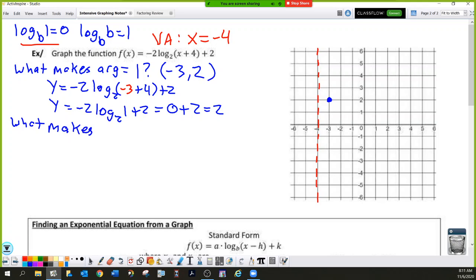What makes the argument equal base? Well, our base is 2. So what x value would I have to plug in to get a 2 in the argument? For the line right above that, how did you get -2 log base 2 of 1 plus 2 equals 0? Well, because this right here has a value of 0 because of this up here. That says -2 times 0. Oh. Cool?